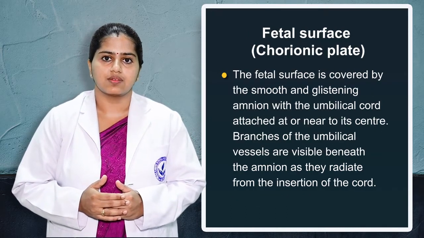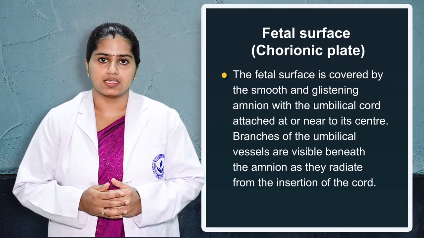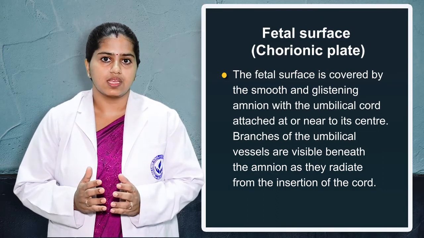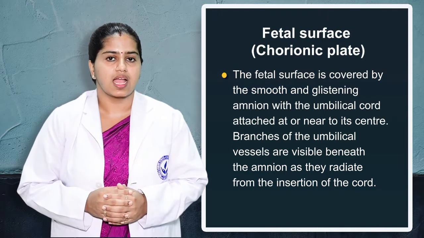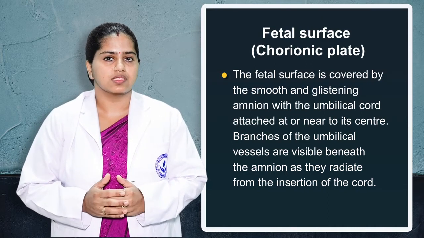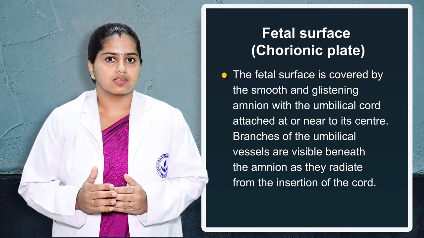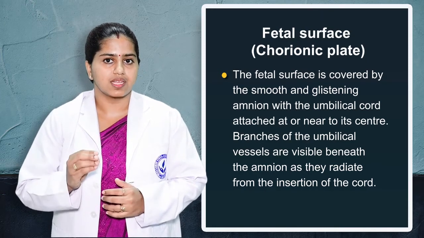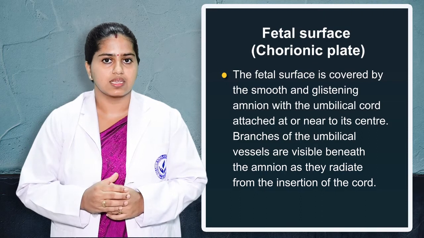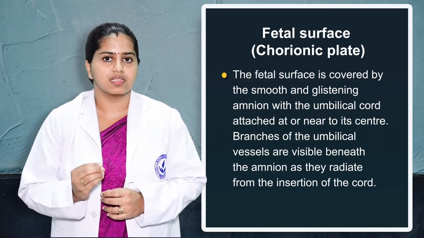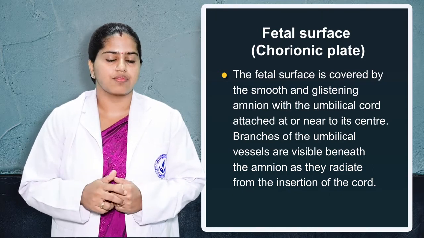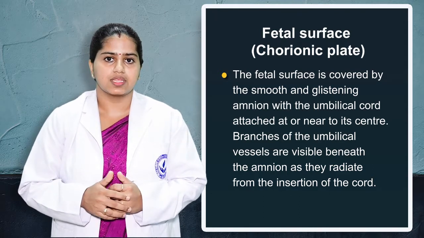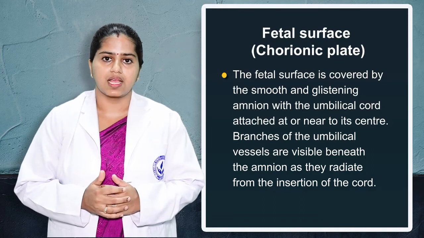The fetal surface is otherwise known as the chorionic plate. This looks very smooth and glistening due to the presence of the amnion. On this fetal surface, the umbilical cord is present in the middle, and the branches of the umbilical vessels are present. The amnion can be peeled off from the chorion after the delivery of the placenta.